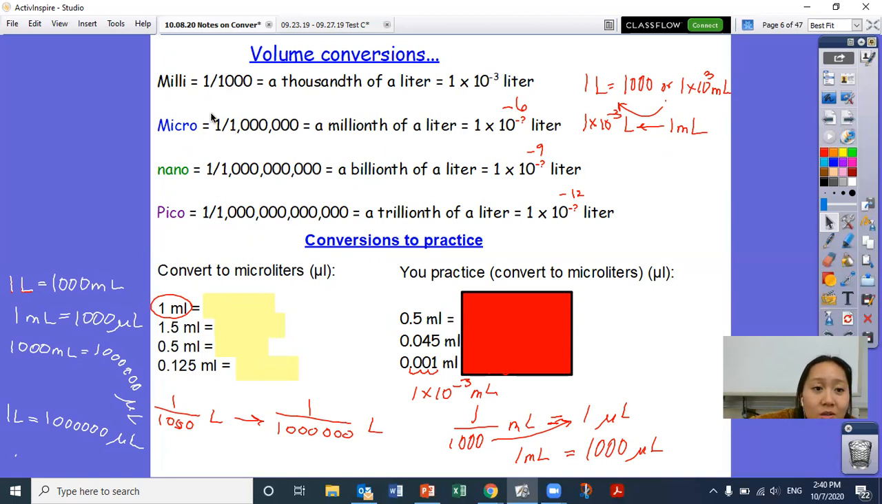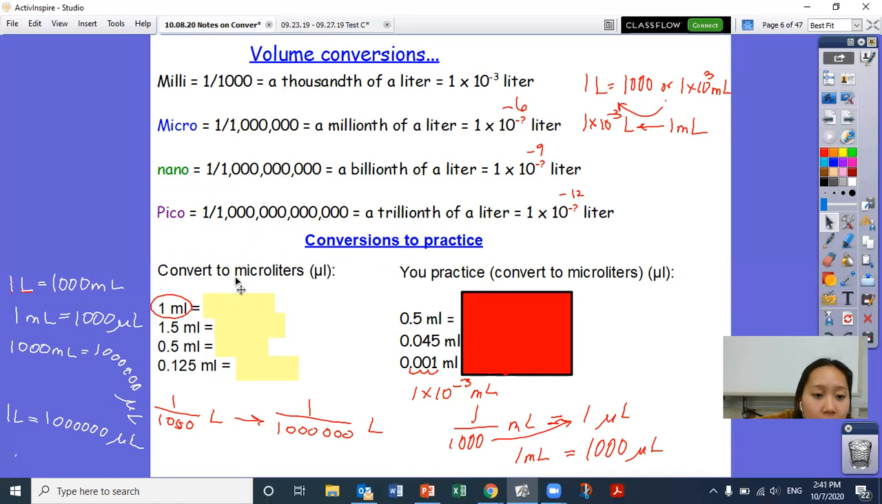Instead of writing all these zeros for micro, 1 millionth, you can just write 1 times 10 to the negative 6, right? Because there are 6 zeros that you're hopping over. Nano would be billionth, which would be negative 9, right? Because you're originally dividing it, which means that this number is really, really small. And pico is even smaller. It's 1 trillionth, okay? Negative 12 up here.